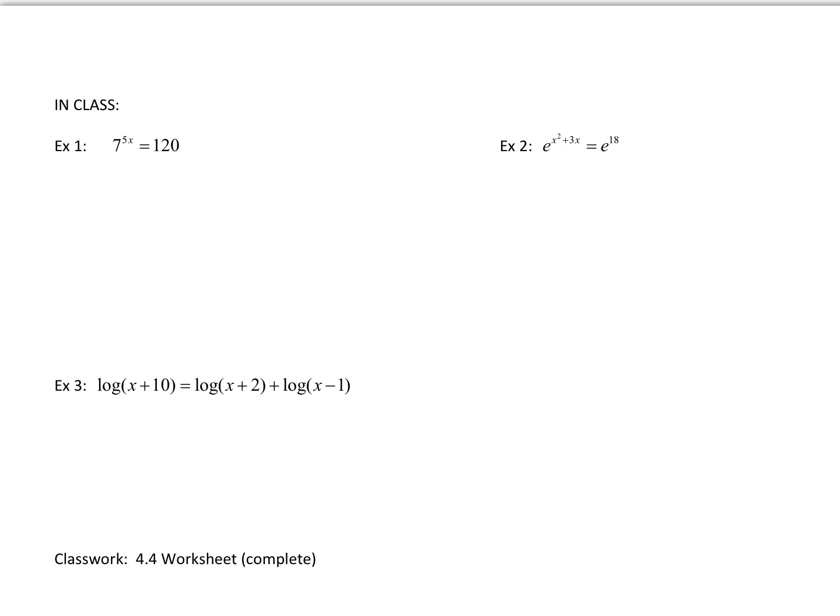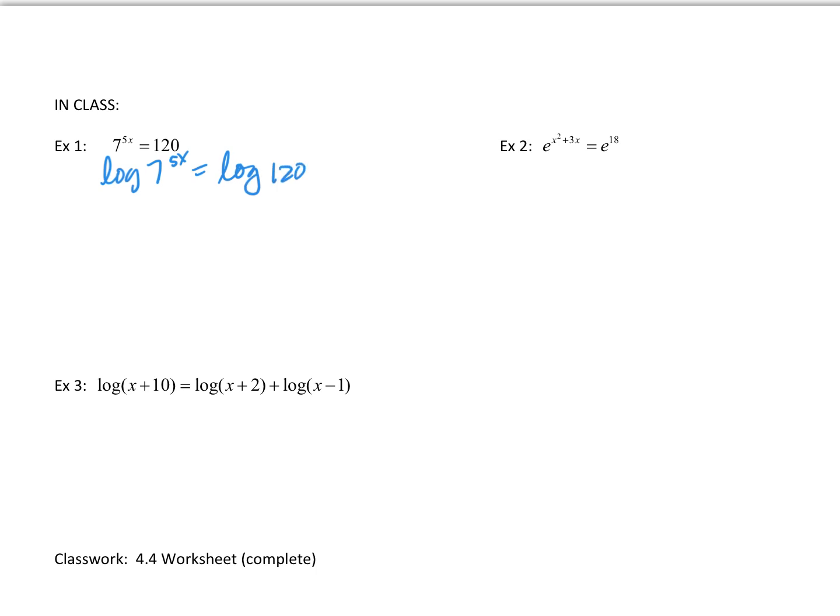So on number 1, locate x. Where's x? Exponent. What is the rule of thumb? If it's up in the exponent, what do we need to do? Take the logarithm of both sides to get x out. Yep. So we're going to use log of 7 to the 5x equals log of 120.